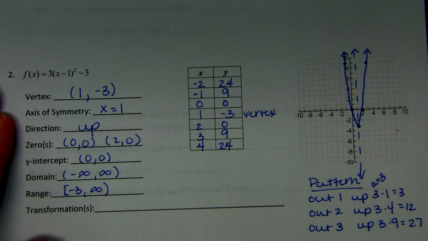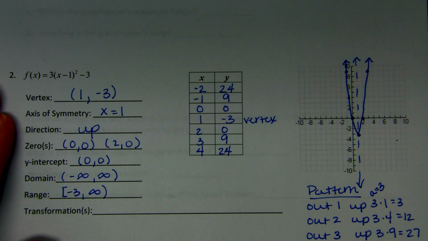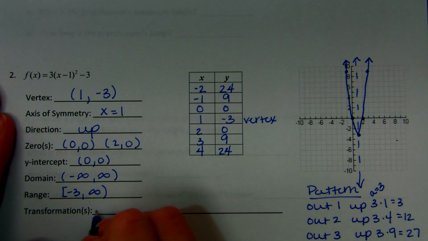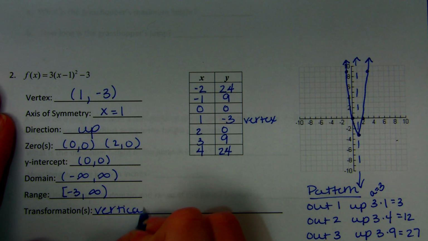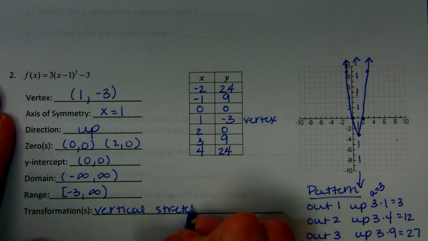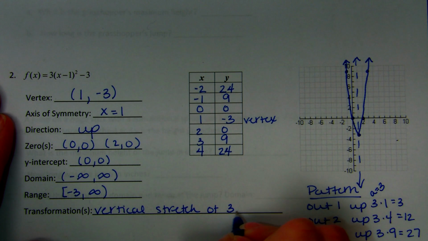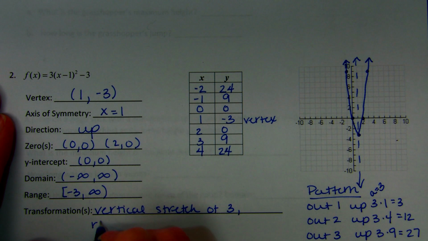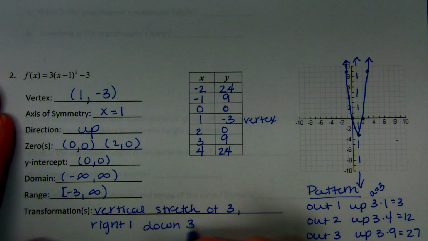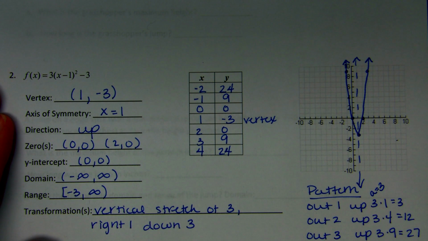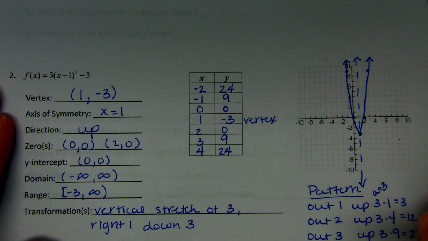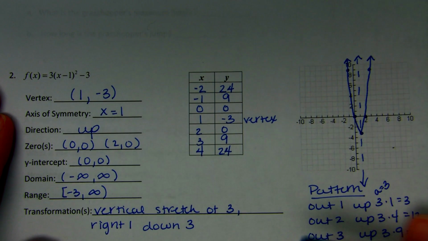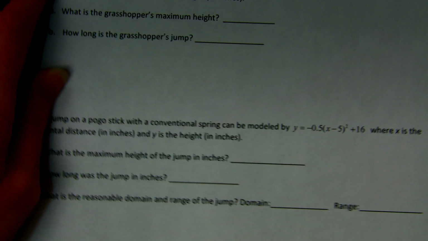The transformations of this parabola, we go in order as we see them. So this is a vertical stretch of 3. We move right 1 and down 3. Those are 3 transformations. All right, let's move on to question 3.